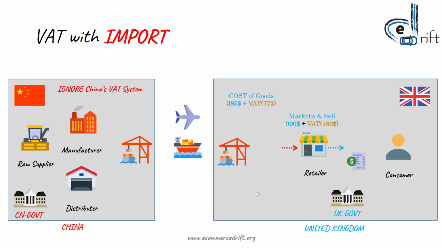Now, an import VAT is an input VAT for your business. So you can claim that VAT once you have the output VAT, which you charge to your consumers. You can use the same formula of VAT payable, that was output VAT minus input VAT, and submit it to the UK government. And if it's positive, obviously you have to give that tax to the government. And if it's negative, you can claim that money from the government.